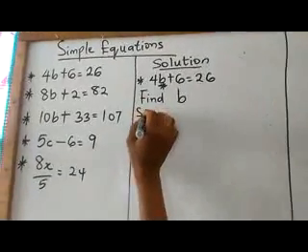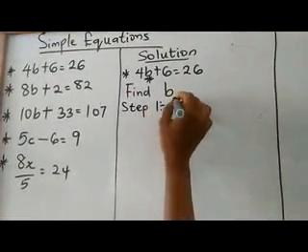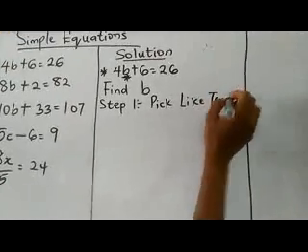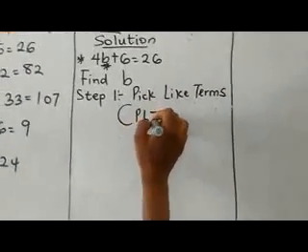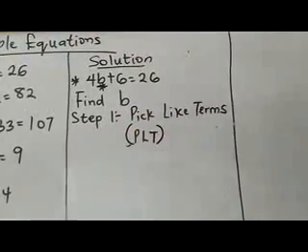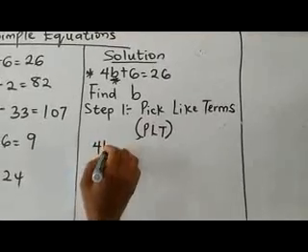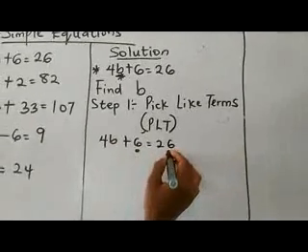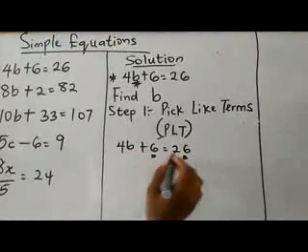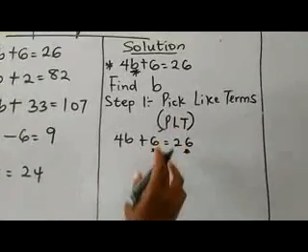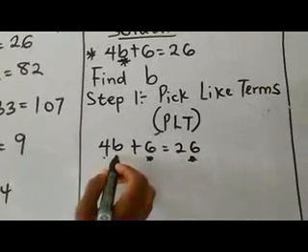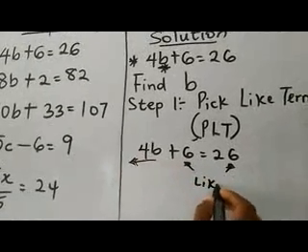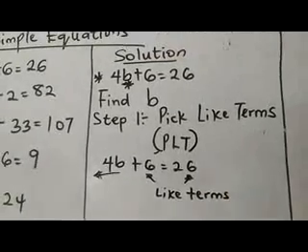So to find b, step 1, we are going to pick like terms. Pick like terms in short form is PLT. So we have 4b plus 6 is equal to 26. This is a number without a letter. This is another number without a letter. These two are related. They are like terms because they are both numbers without letters. Unlike this 4 is attached to a letter. So this is not same with them. These two are like terms because they are numbers without letters.